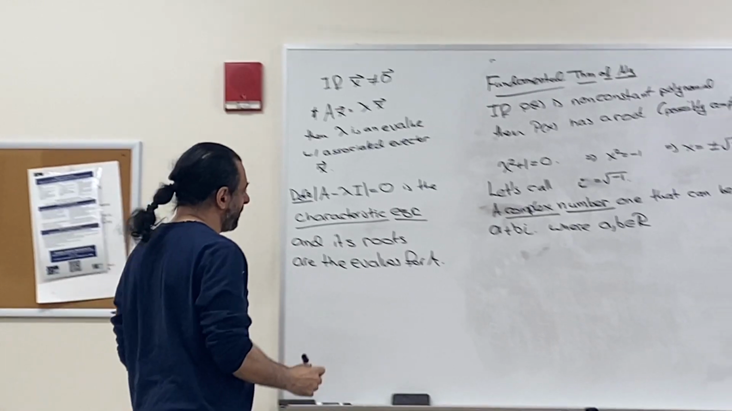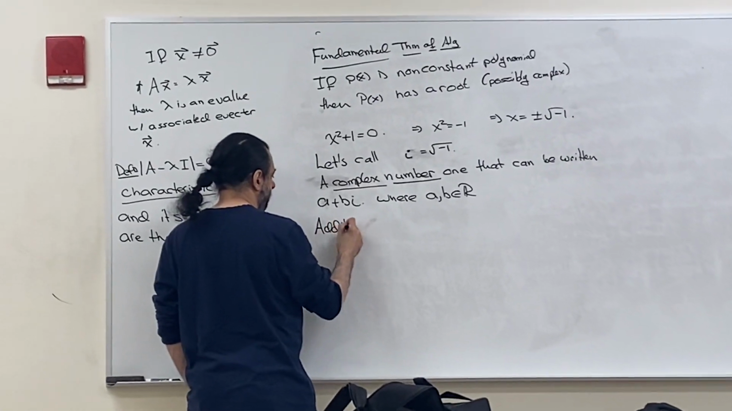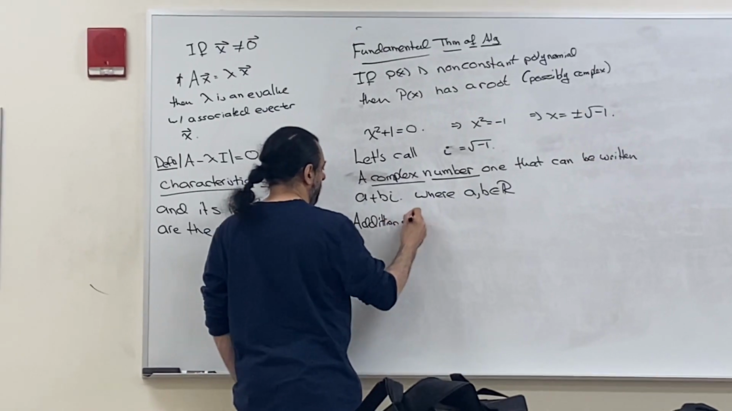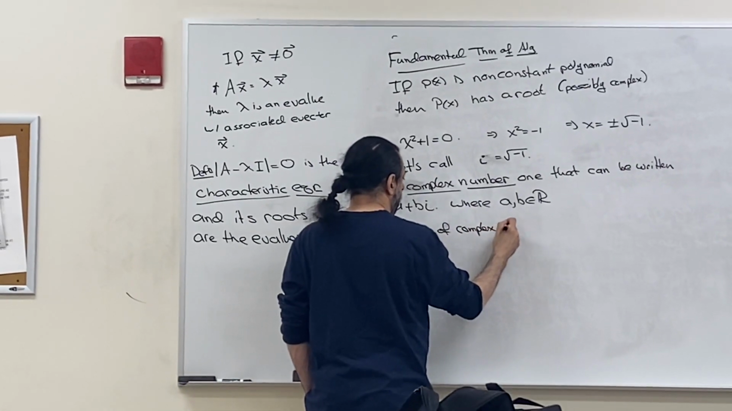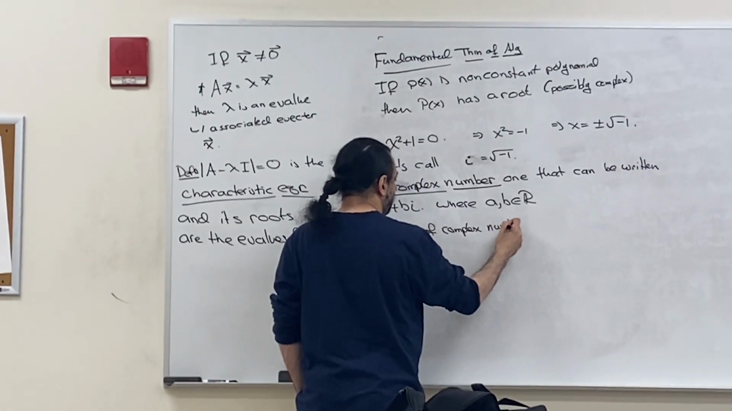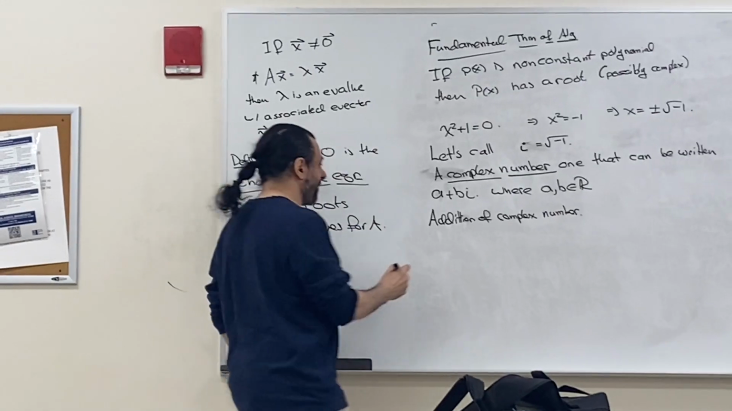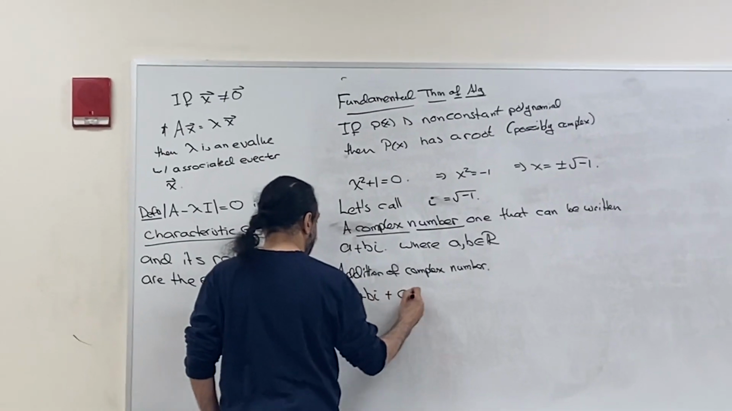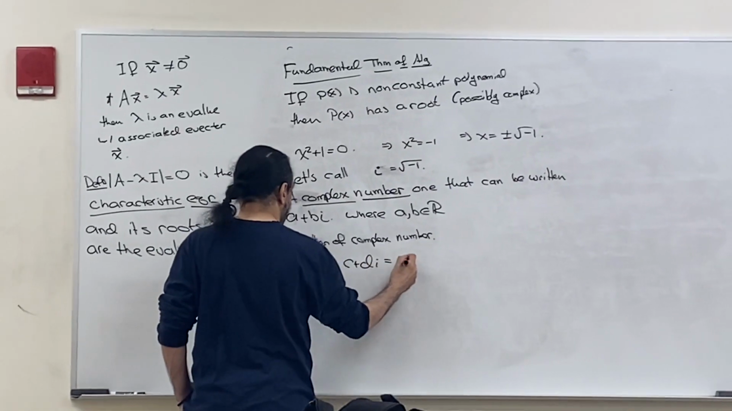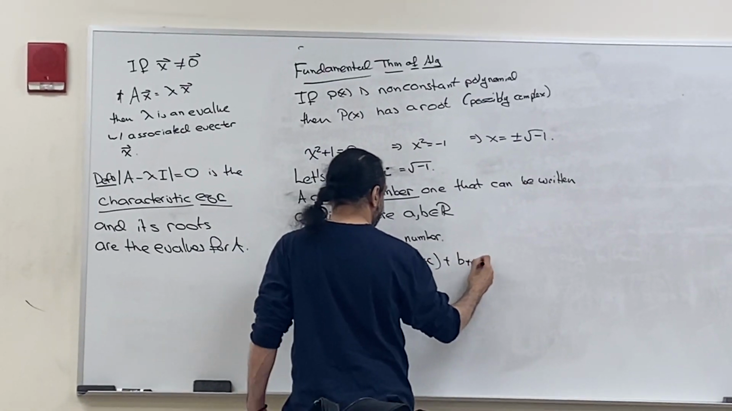Let me say, so maybe first we'll say addition of complex numbers is just as you expect. You add like terms. So if someone gives me a plus bi plus c plus di, add like terms: a plus c plus b plus d, times i.